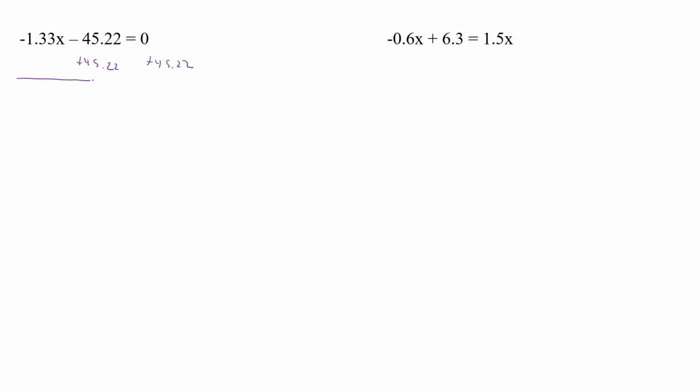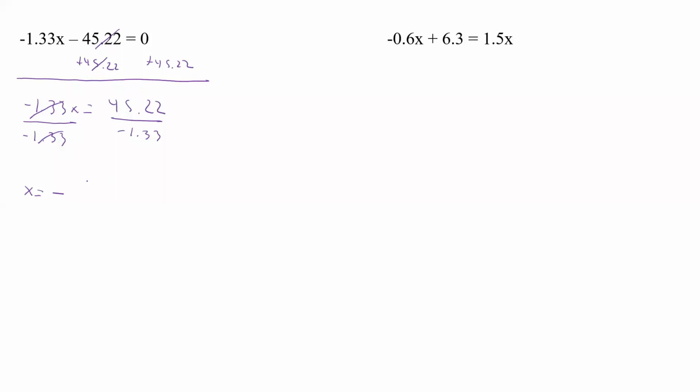So here, what we're going to do is take and add 45.22 to both sides. So when we do that, those cancel. We get a negative 1.33x equals 45.22. Now I could have taken the 1.33x over, but it really doesn't matter. It's always going to be a negative answer when we get done. So I just took the number over instead of the variable. So now I'm going to divide by negative 1.33. And so those cancel, and I get x equals a negative.